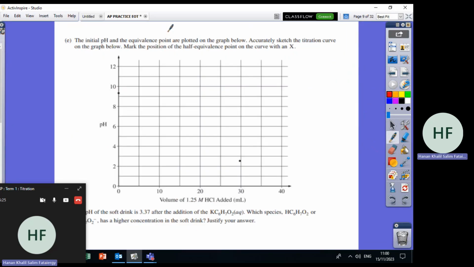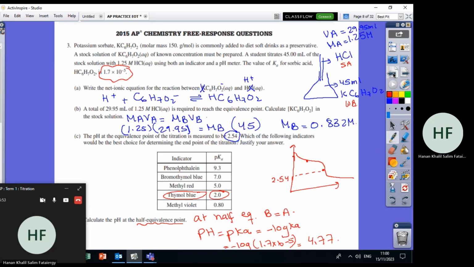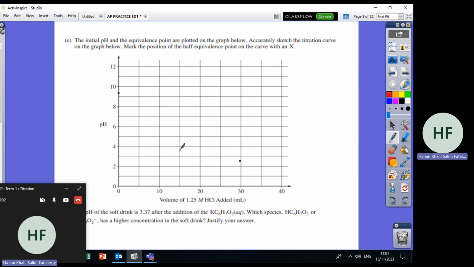Okay, now next. The initial pH and the equivalence point are plotted on the graph below. So this is the initial pH, meaning the beginning, and the equivalence point is here. Accurately sketch the titration curve. Mark the position of the half equivalence point on the curve with X. Of course, the equivalence point is at 30. So the half equivalence point will be at 15. Now 15 with which pH will I match it? I will match the 15 with the pH at half equivalence, 4.77.